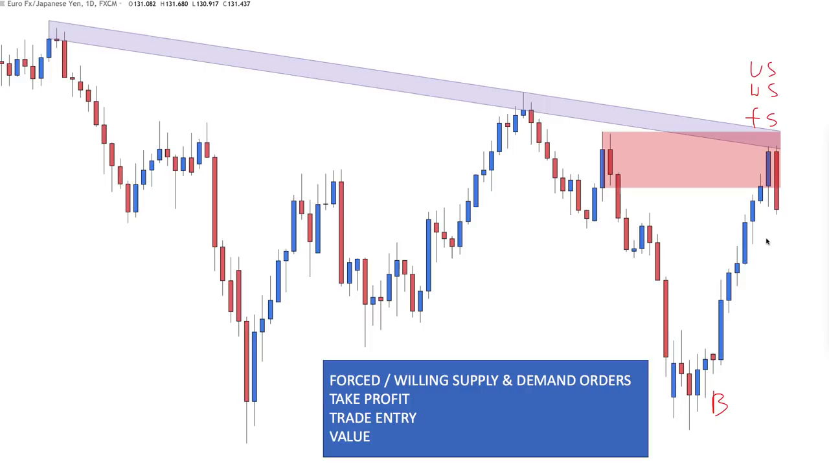So again, the question is, why is there going to be potentially more demand at this level than supply from a technical analysis perspective and traders' motives, and as far as an imbalance in supply and demand? And as we can see, prices do end up falling away.